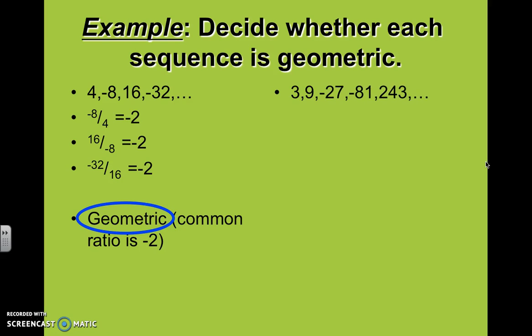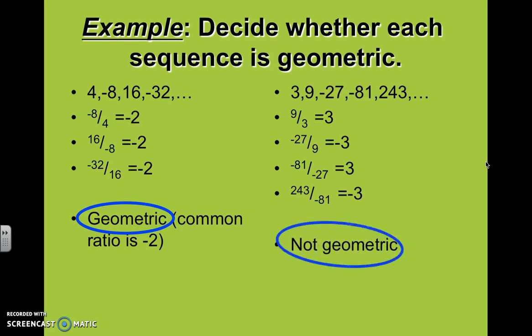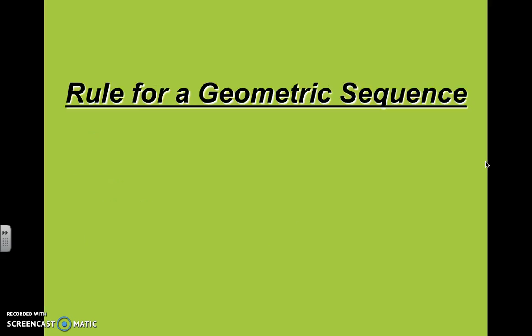What about this one? This is a little bit different than the one from the previous page. Notice the negative signs. So in this case, sometimes we're multiplying by 3 and sometimes we're multiplying by negative 3. And here's what this looks like. If I divide any term by the previous, I would find the ratio. This is not a common ratio. Sometimes it's 3 and sometimes it's negative 3. So this is not a geometric sequence because it does not have a common ratio.